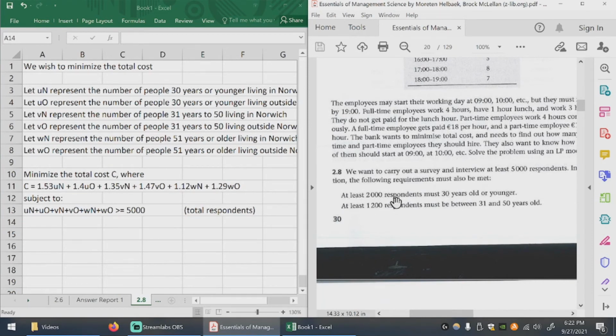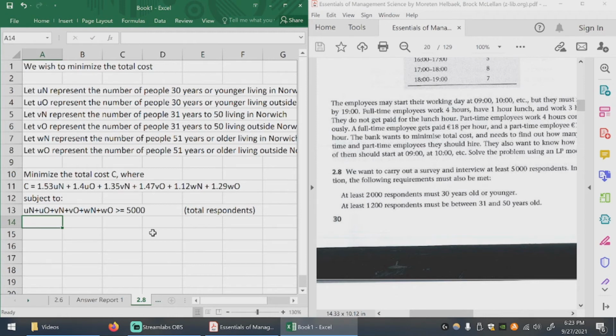At least 2,000 respondents must be 30 years or younger. They keep phrasing these things in the other way around when I compare it to my inequality. Fair enough, this is the English language, this is the mathematical language. It's just a translation issue. You get many languages where the word order is different. It's no different here. At least 2,000 people should be 30 years or younger. Rephrase that: the number of people in the 30 years or less age group should be at least 2,000.